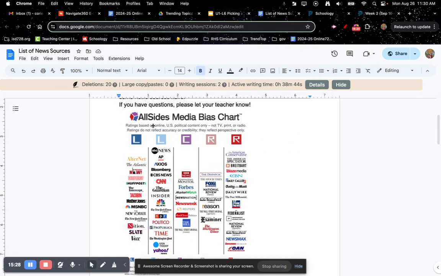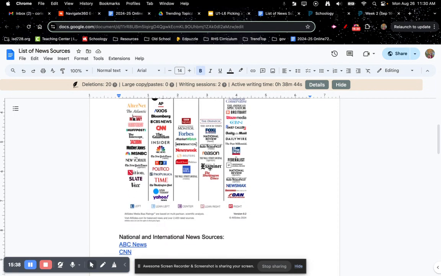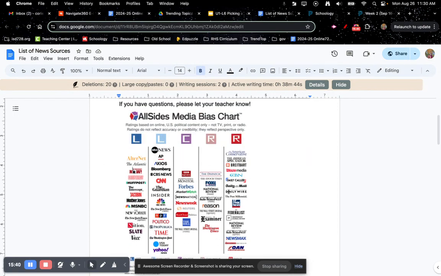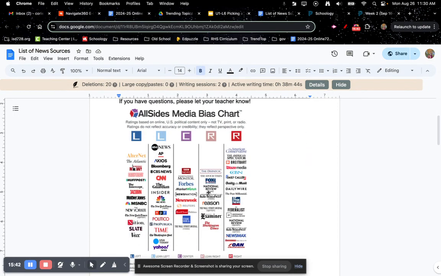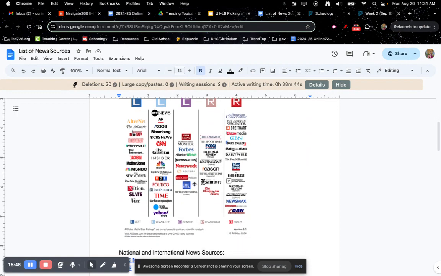So, this website called All Sites Media Bias Chart has a really awesome chart about what different news articles kind of fall into what biases. I also copied and pasted the picture into this document as well. But of course, it doesn't go through all the news companies, it just goes through some of the big ones.